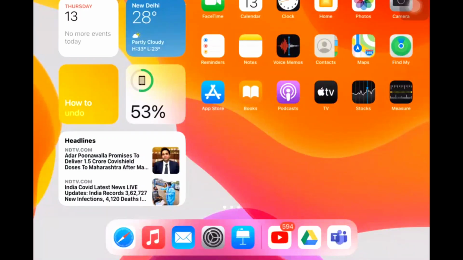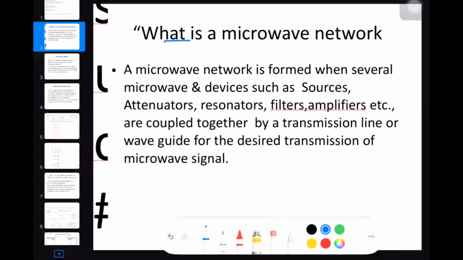Can one of you list down what are the theorems that you studied in network analysis? Hmm?